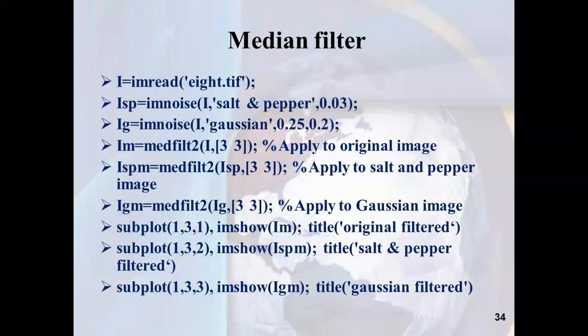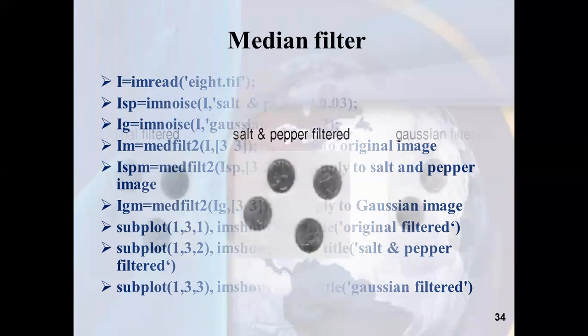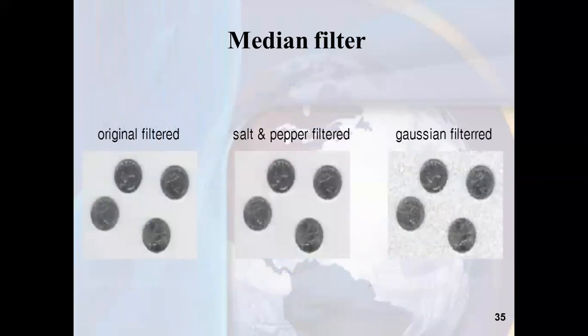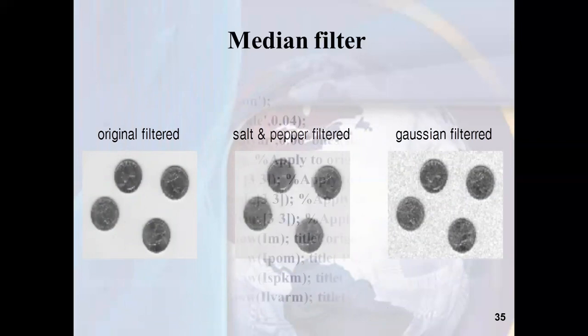So also we apply salt and Gaussian noise and then we apply the median filter. Here, as you see, for the salt and pepper it's very perfect. So the median filter is perfect for salt and pepper. Gaussian is okay, not with the quality of the mean filter, but it's okay.